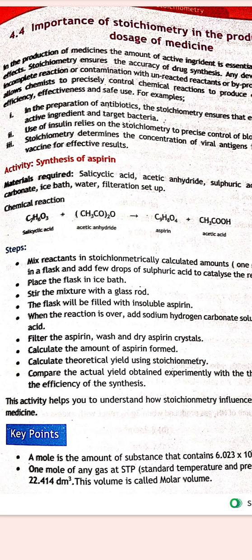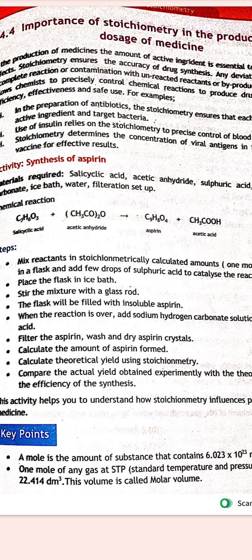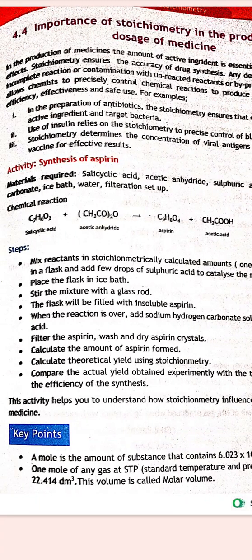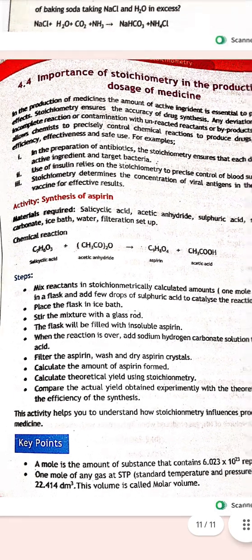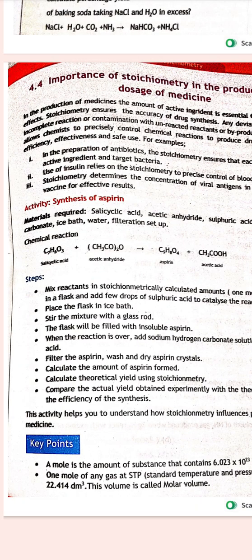So what are the steps? Mix reactants in stoichiometrically calculated amounts in a flask and add a few drops of sulfuric acid to catalyze the reaction. So the catalyst will be sulfuric acid. Place the flask in an ice bath and stir the mixture. The flask will be filled with insoluble aspirin. When the reaction is over, add sodium hydrogen carbonate solution to neutralize the acid, and filter the aspirin.